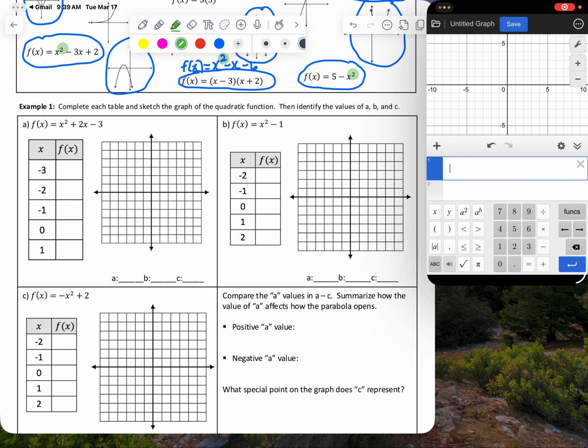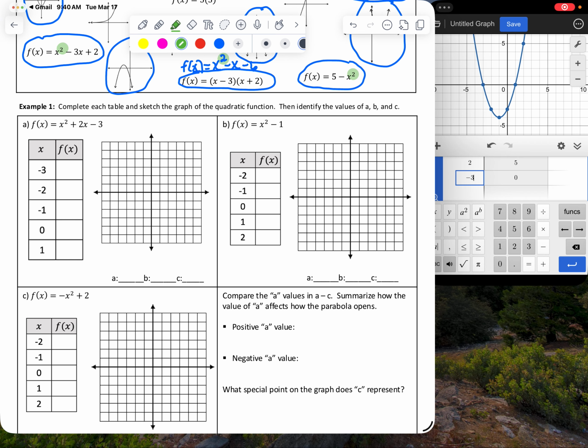We're going to create a table of values on the graphing calculator. I'm using Desmos, but you can use any graphing calculator that you want to do this. So our function rule here is x squared plus 2x minus 3. Now I'm going to go to my settings, this little gear here, and click on the table. And negative 3 is not shown in the table, so I can scroll down to the bottom of the table and type in negative 3, and that gives me a value of 0.